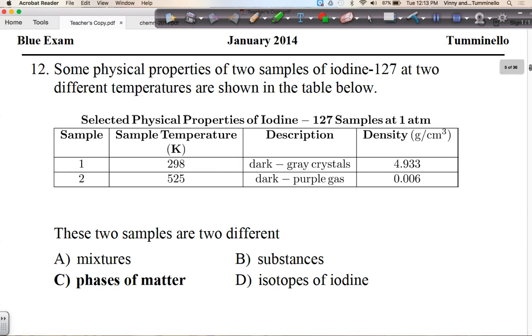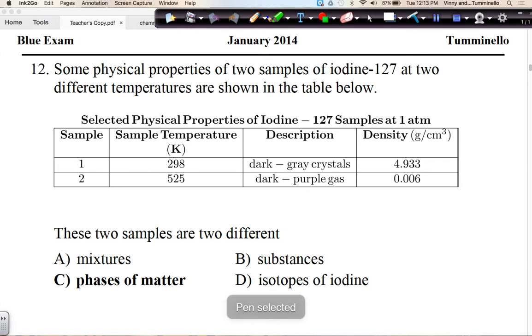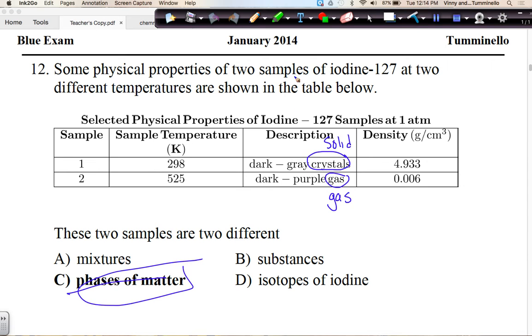Number 12, some physical properties of two samples of iodine-127 at two different temperatures are shown in the table below. If we're talking about physical properties, we want to see what their phases are, what's different about them. We can see that we have crystals for one of them, which is a solid, and this one says that it is a gas, and so solid and gas are two different phases of matter.